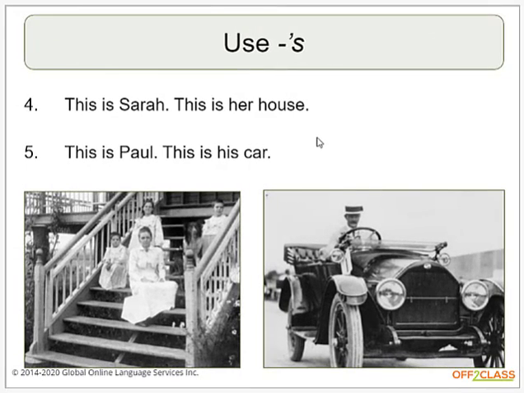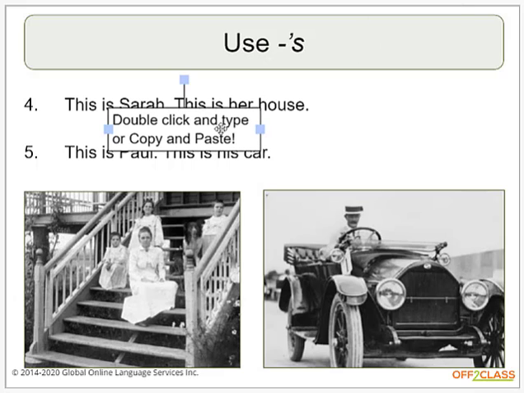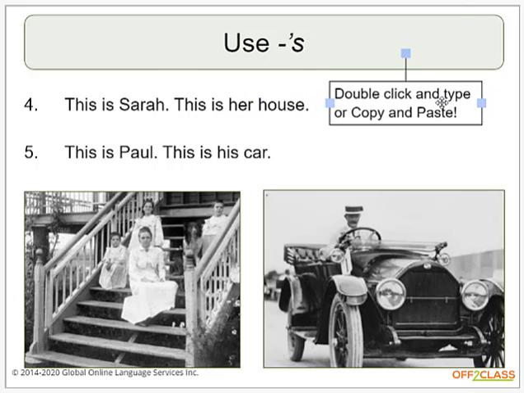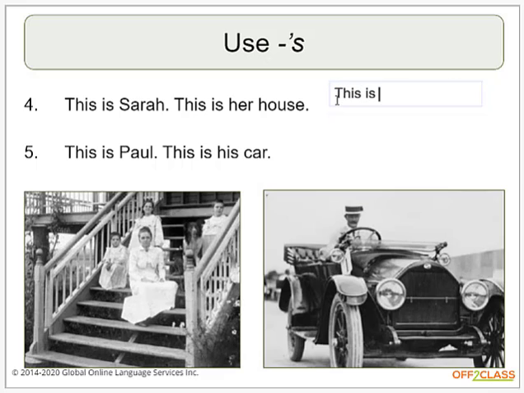Here's some more exercises. This is Sarah. This is her house, right? So what is the answer here? Ready? Put it in the comments if you think you know the answer. Otherwise, I'm going to tell it to you now. 3, 2, 1. This is Sarah's house.